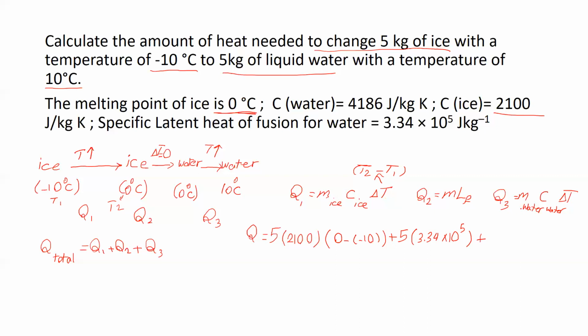Plus Q3 is for water. We don't have any change in mass, so it still is 5. c of water is 4,186. And delta T is the final temperature of water. This one is T2, T final for water, and this one is T1. So it's 10 minus 0.